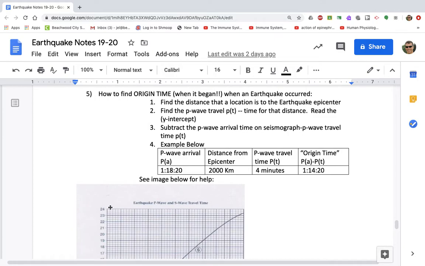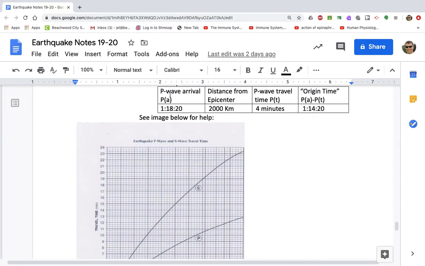So how to find origin time? You're going to find the distance the location is to the earthquake epicenter. That was from the previous lesson. You need to find the P wave travel time for that distance, and I'll show you. And then you're going to subtract the P wave travel time on a seismograph from below. Okay, so what I'm going to give you is the arrival time.